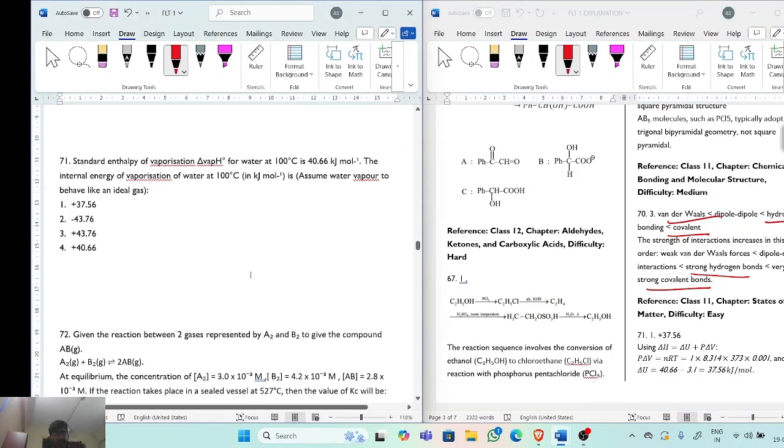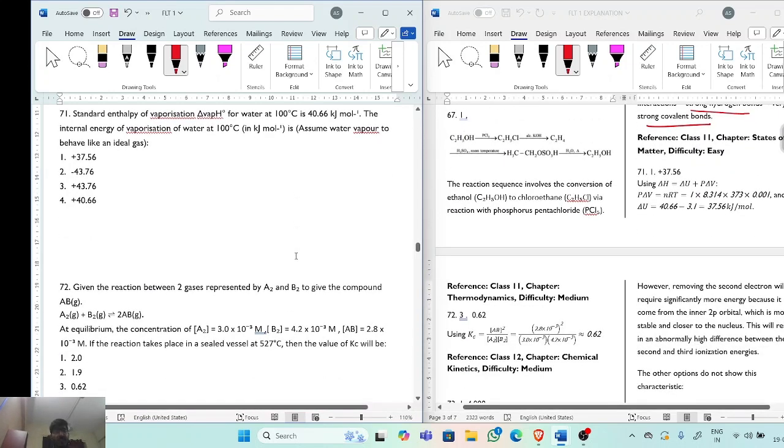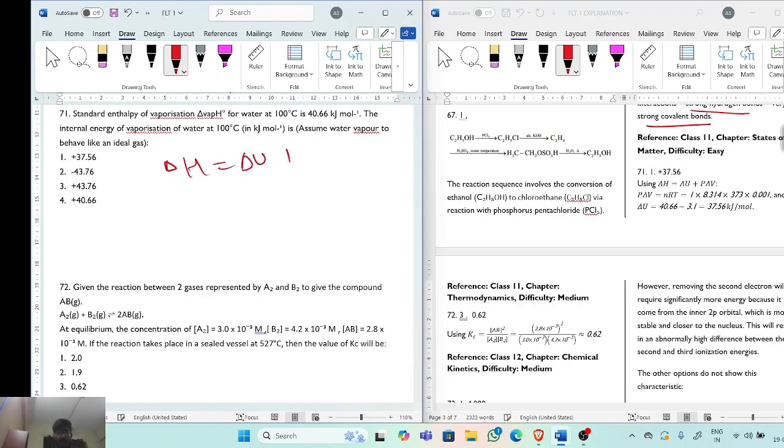Now question number 71. The standard enthalpy of vaporization, delta H, for water at 100 degrees Celsius is 40.66 kilojoules per mole. The internal energy of vaporization of water at 100 degrees Celsius is, so we have to calculate the internal energy. We can directly use delta H equals delta U plus P delta V, and here we are given that it can act as an ideal gas.